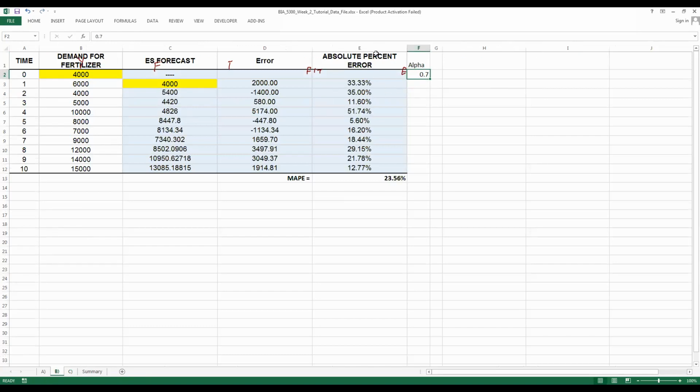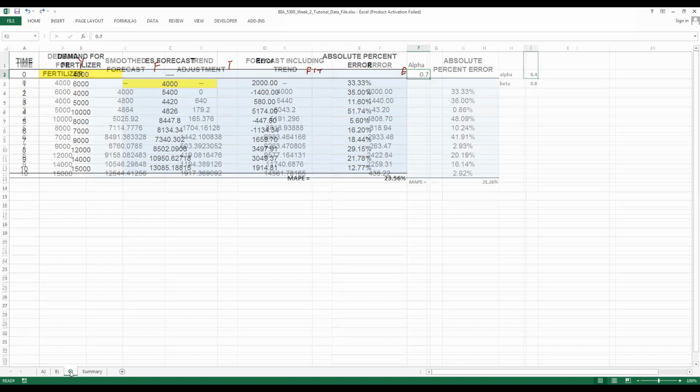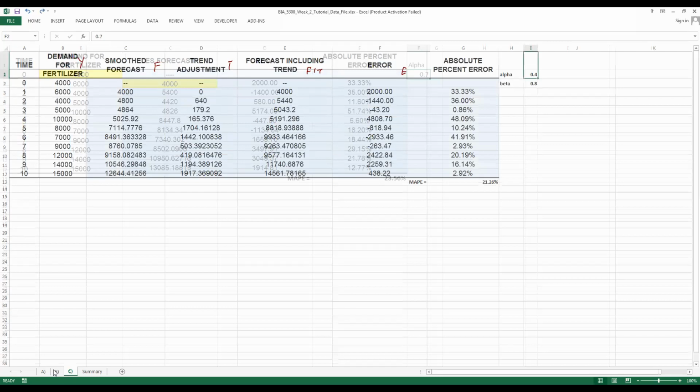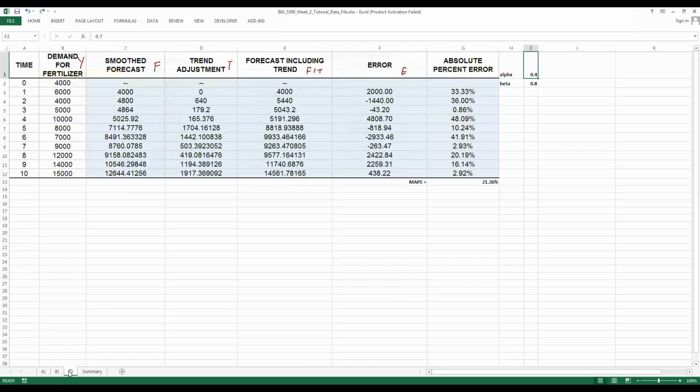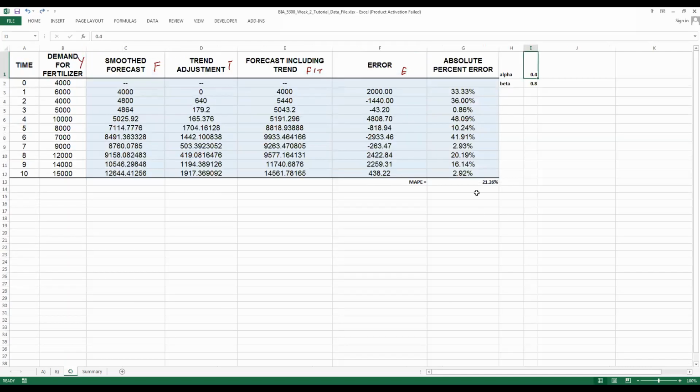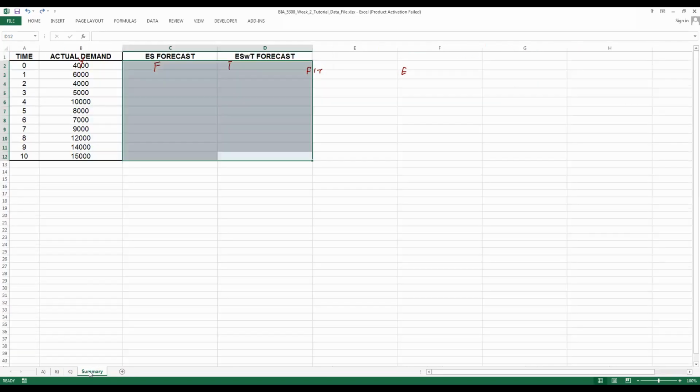So the best alpha for exponential smoothing without trend is not necessarily the best alpha for exponential smoothing with trend, right? We're going to use solver to figure out what is the best. But if we're just comparing these two, then we can say that the one with trend looks better, right?